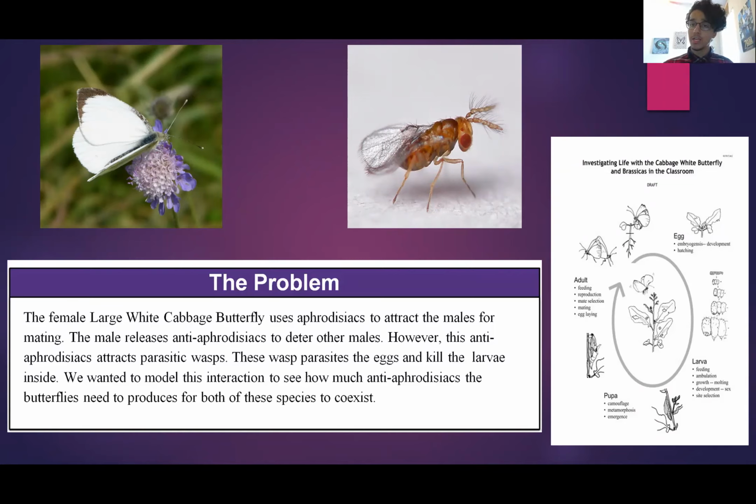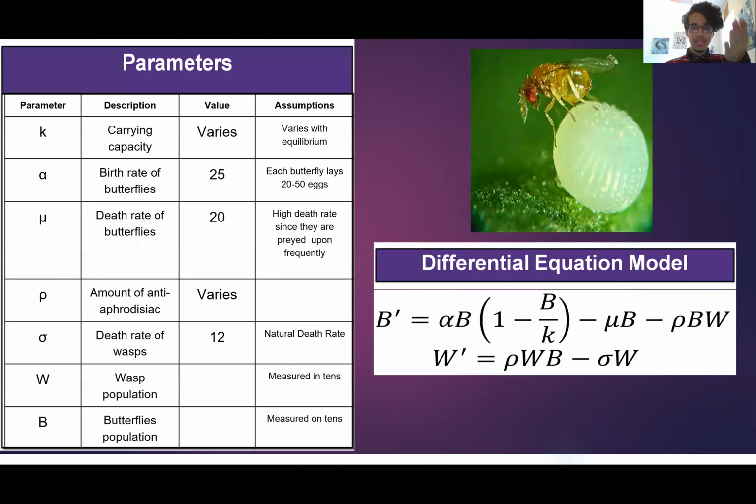The goal of this project is to take the biological systems that we found and use mathematics to represent the biological processes that we see. This is done by using DE. As you see in this slide, we have the parameters as well as the differential equation model, which I will go more into depth in the next slide.